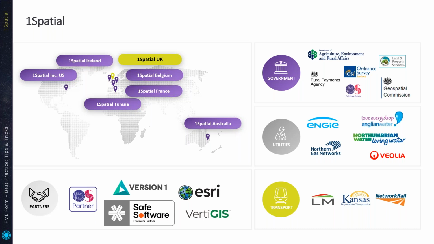So to start, just a very brief introduction to One Spatial. We work with spatial data and we provide software and solutions that help our customers manage their data. We have a number of offices across the globe with our headquarters here in the UK in Cambridge. We work with customers primarily within the government, utilities and transport sectors. We have a number of technology partners that we work very closely with. In particular, we're a platinum partner with Safe Software, the producers of FME. And we've been reselling and working with FME for really quite a long time.